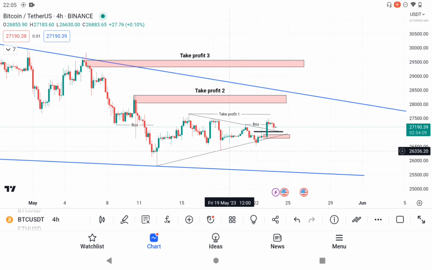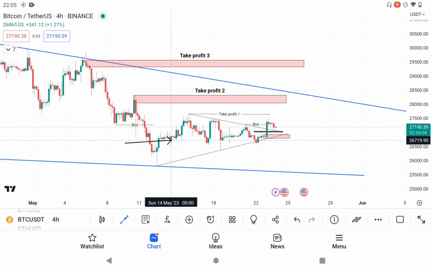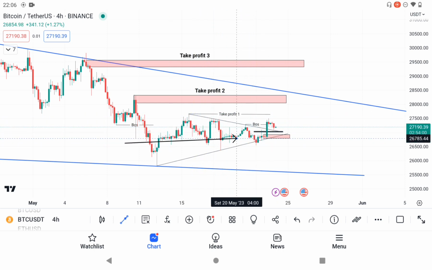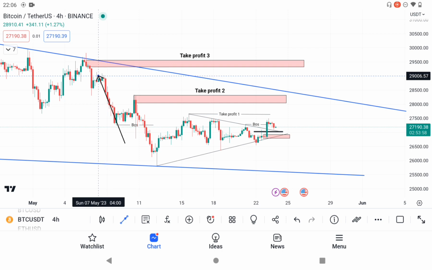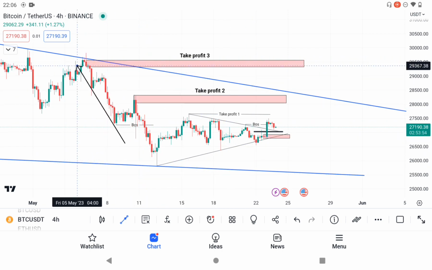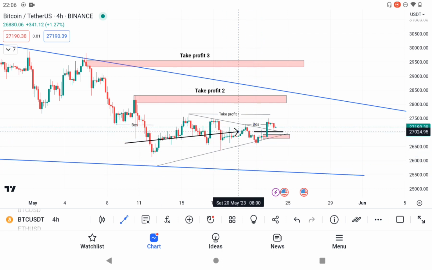Remember, this is actually the internal structure. This is the internal structure playing out right now. Here's the external point, the external swing point here to here. So price is dancing in between, internally dancing in between.